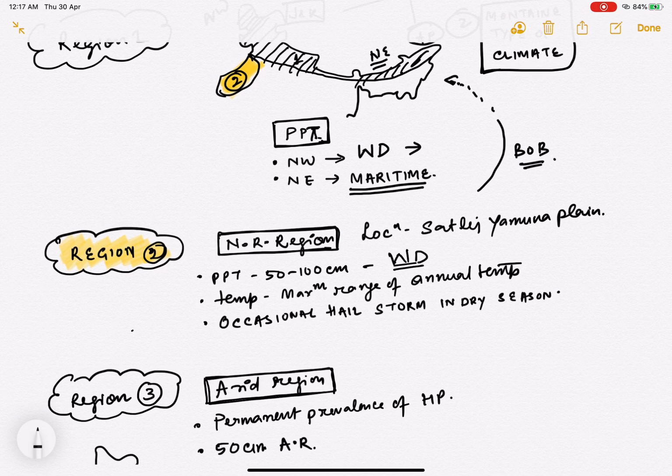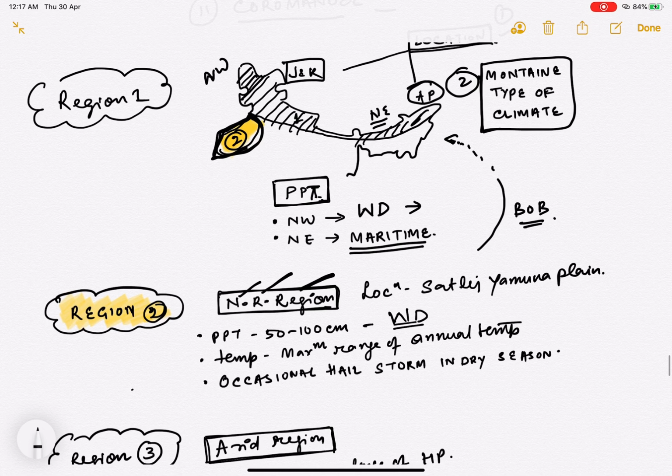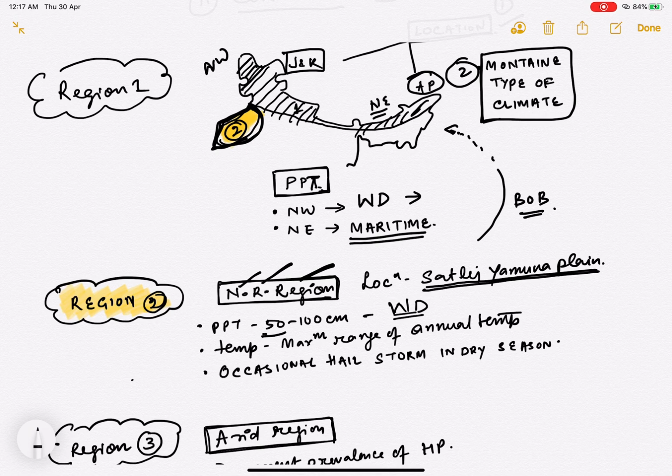Next, region 2. Region 2 is nothing but your nominal rainfall region. Which is region 2? This is your shaded part over here, shaded in yellow. Where is it located? This entire thing is called your Satluj Yamuna plain. What is the precipitation? Precipitation is from 50 to 100 centimeters due to the WD. What is WD? You must be knowing that and you will be writing it down. Plus, it also receives rainfall during your monsoon season, or your advancing monsoon season, I would say.